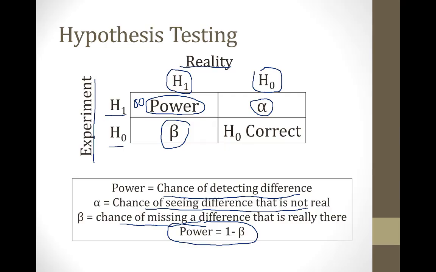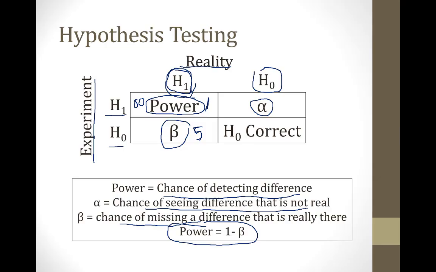If the chance of a beta error is 5%, what's going to happen the other 95% of the time? Whatever's up here. In other words, if in reality there is a difference between the two groups, in other words, if in reality H1 is correct and you're going to miss that 5% of the time, it means you're going to get it right 95% of the time.